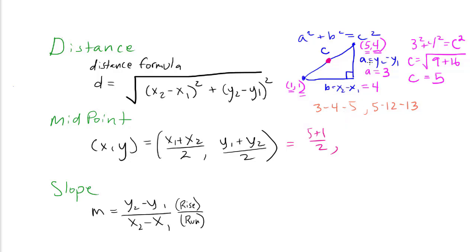Let's look at the average of the y's. The y's is 4 plus 1, and we're dividing by 2 because there are 2 of them in the average. That means our midpoint is essentially going to be 5 plus 1, 6 over 2 is 3, comma, 4 plus 1, 5 over 2. That is the point that's exactly in between the 2 points given in our triangle, on our hypotenuse. Exact.